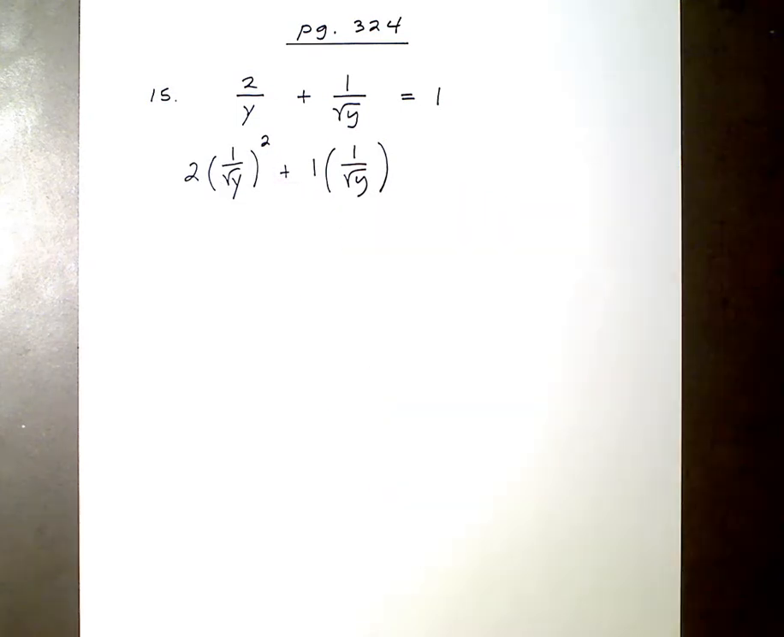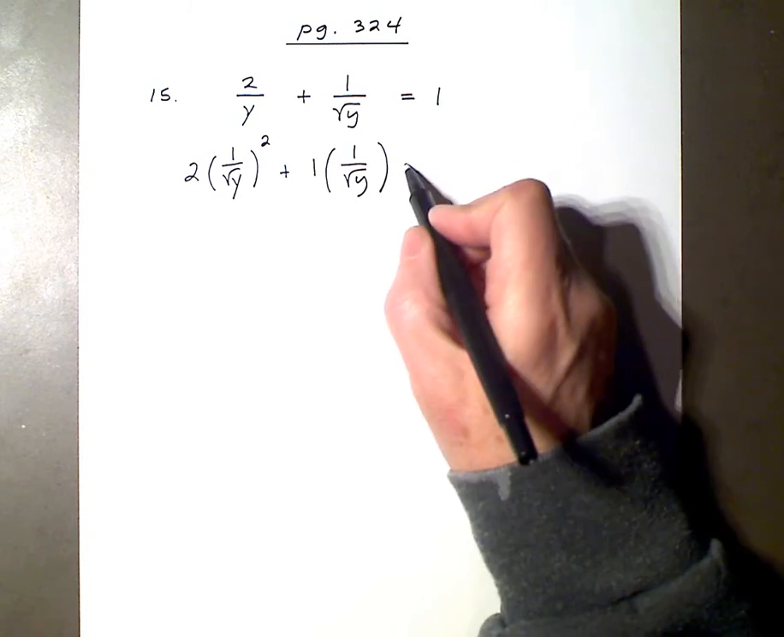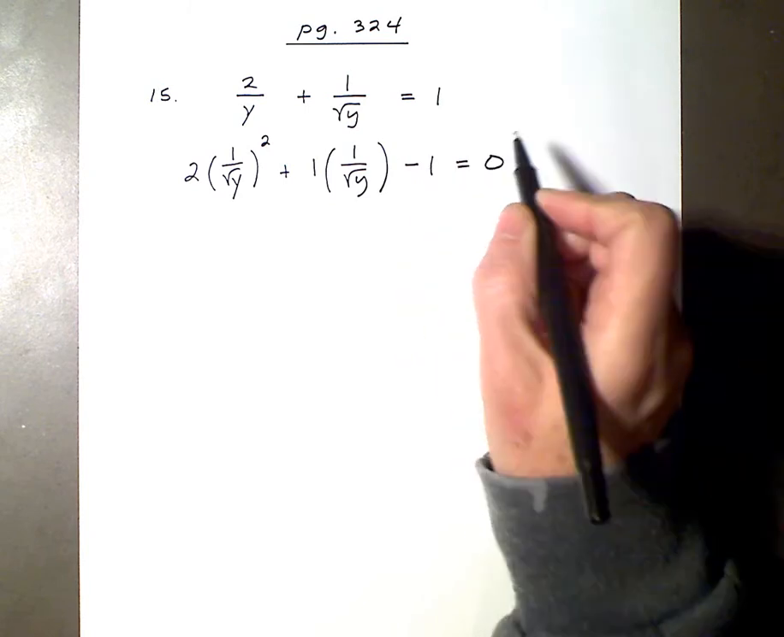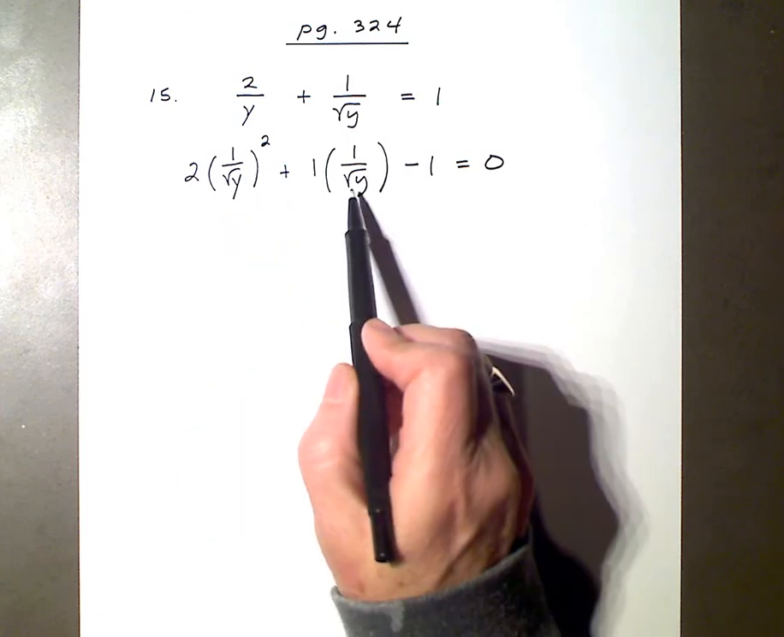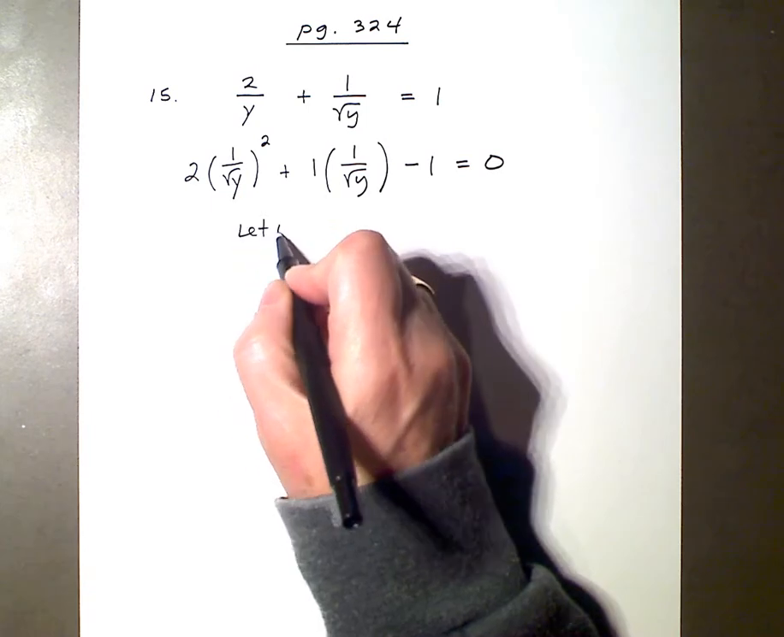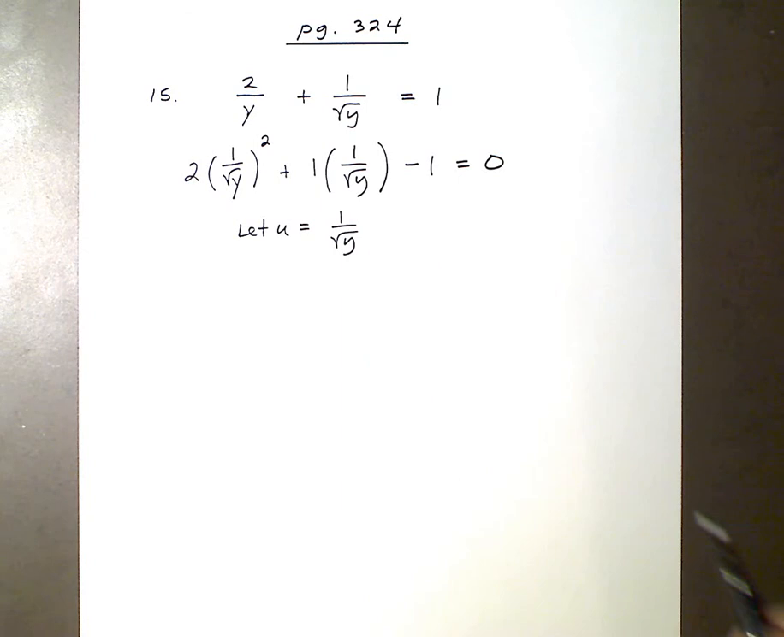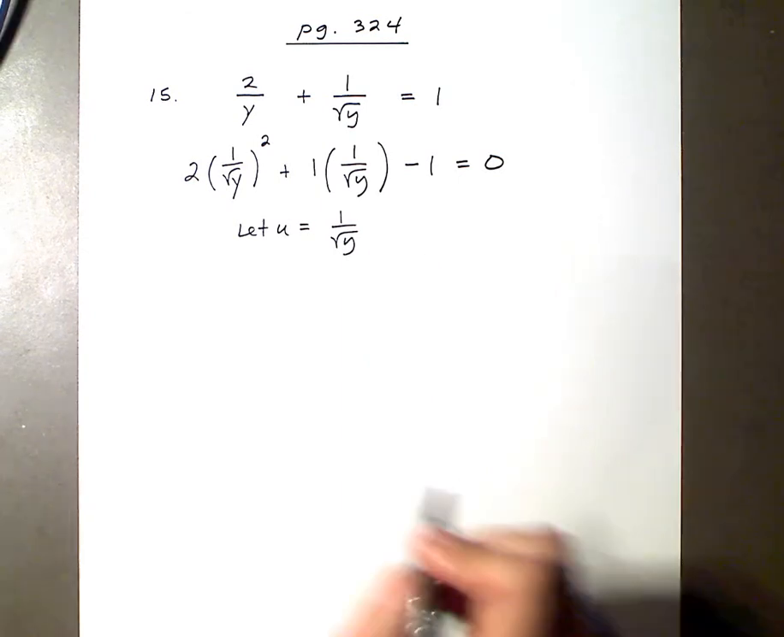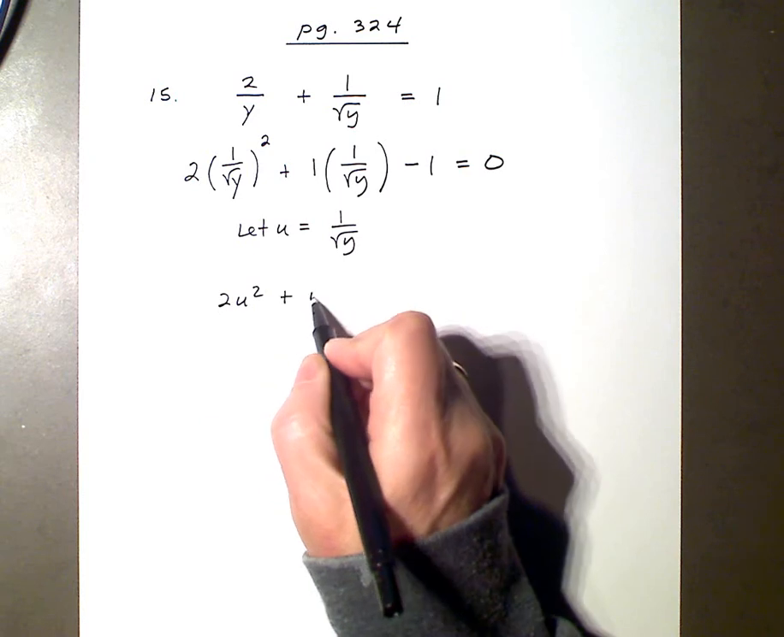So those are those two terms, and then to get this fully in quadratic form, I'm going to subtract 1 from both sides and get it equal to 0. So I have 2 times the function of x squared plus 1 times the function of x minus 1 equals 0. So I'm going to let u represent 1 over the square root of y, and substitute the u. So 2u squared plus 1u minus 1 equals 0.